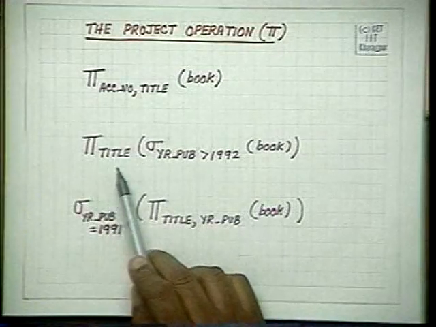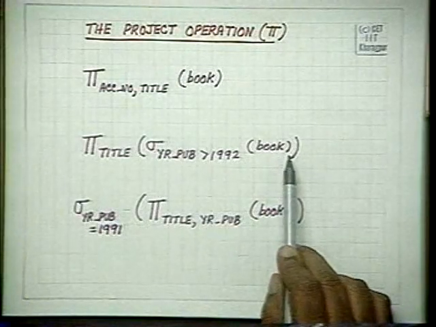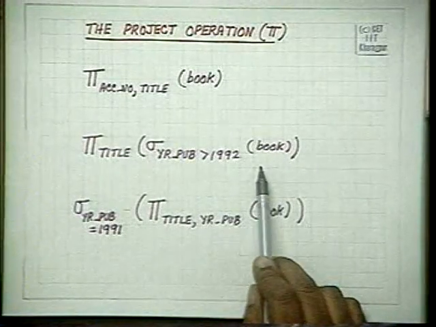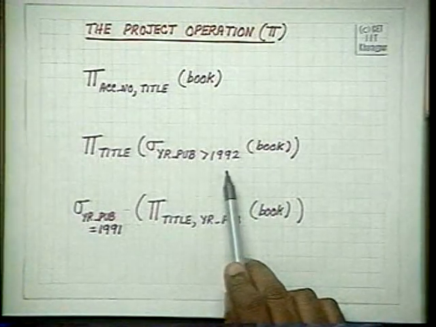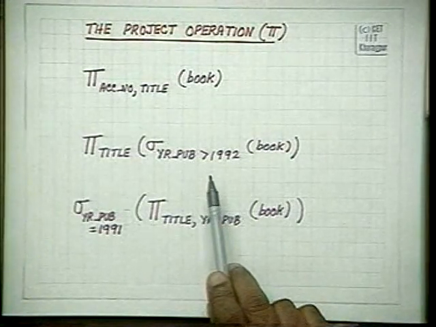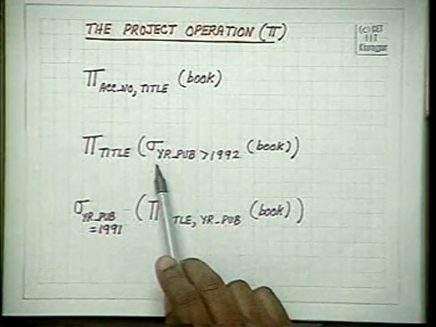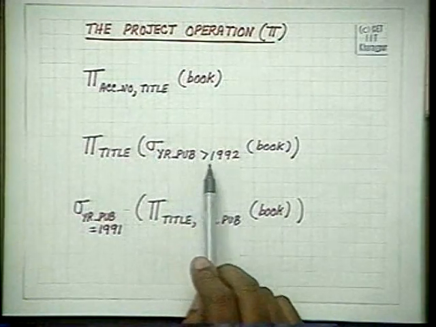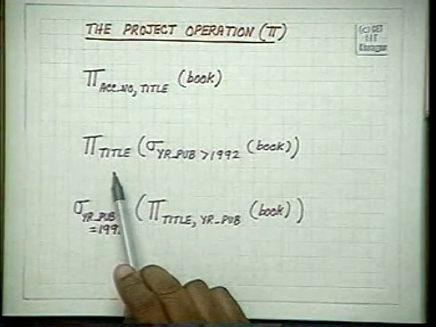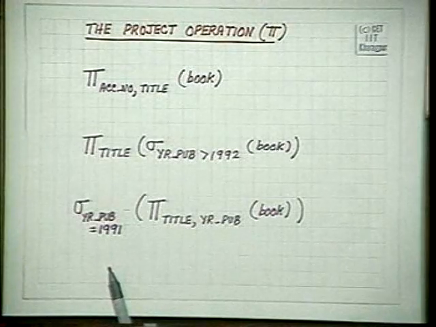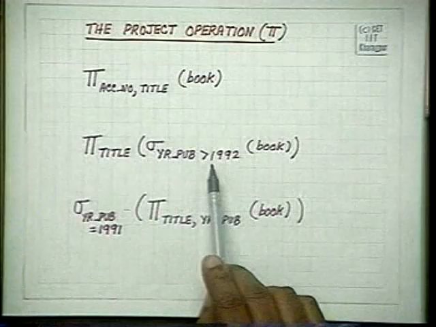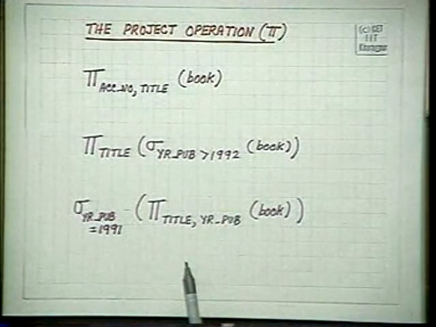This is a relational algebra query corresponding to the question, find out all books available in the library which have year of publication beyond 1992 and list their titles only. So only those titles will be listed whose year of publication is greater than 1992.